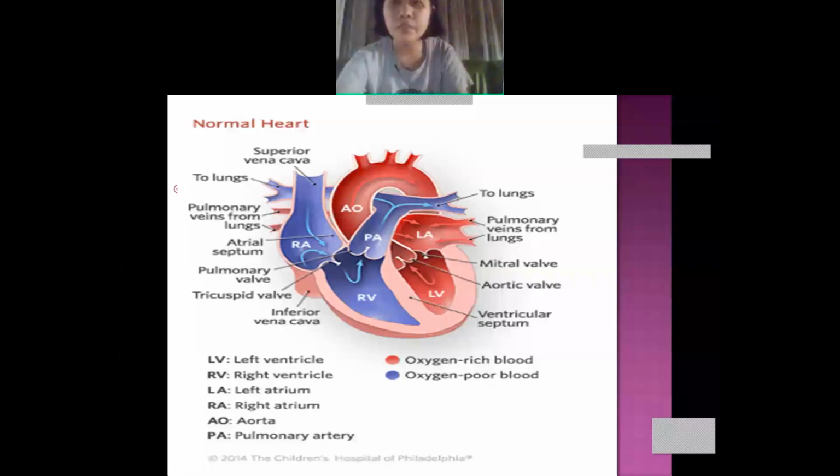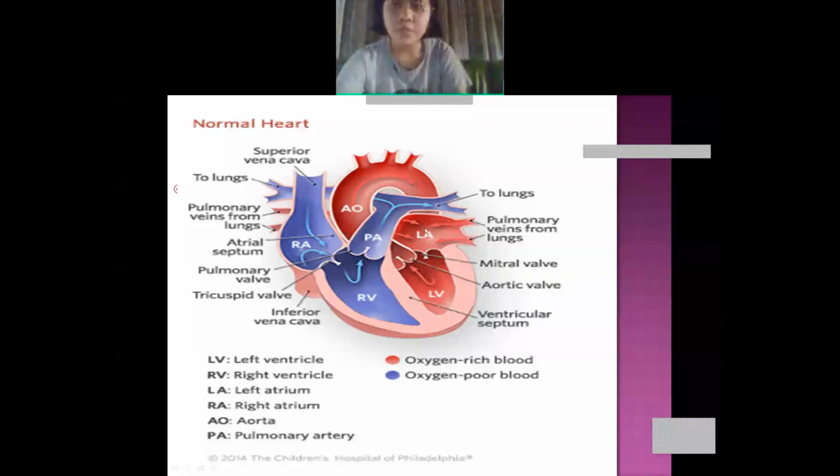Understand? Okay, so now the oxygenated blood will come through the pulmonary veins, these two veins. It will enter through the pulmonary veins, and then after that it will go here. First, it will reach here, that is the left atrium. This is the left atrium. The oxygenated blood now enters the left atrium.